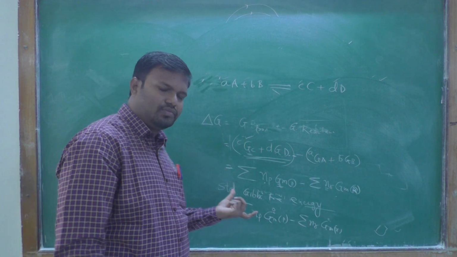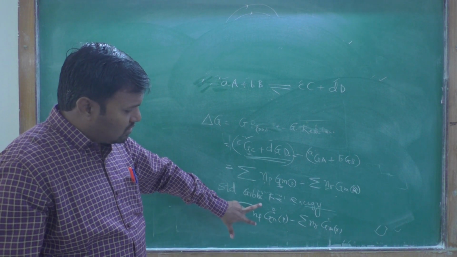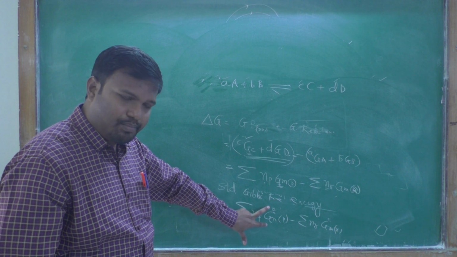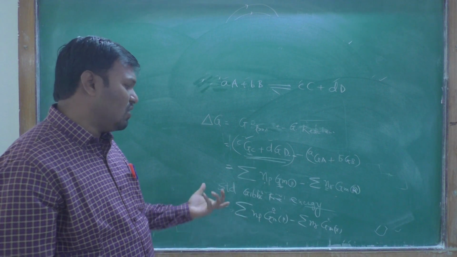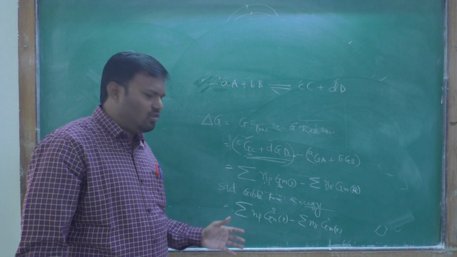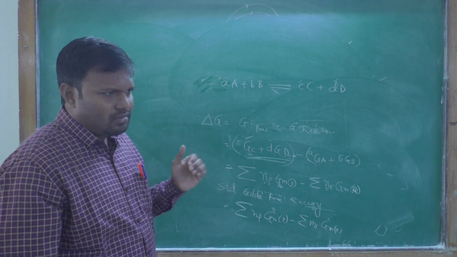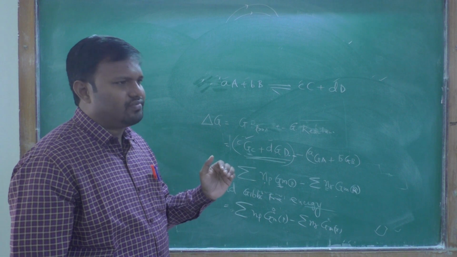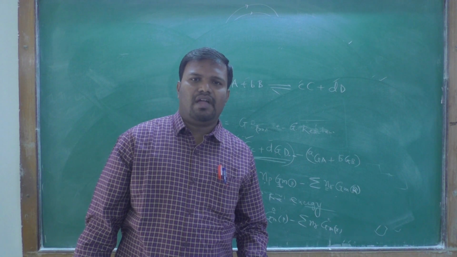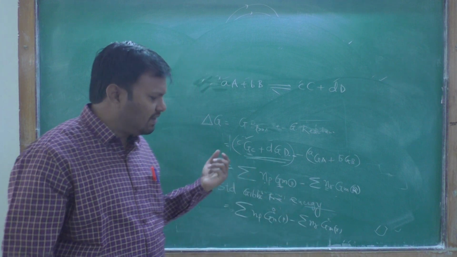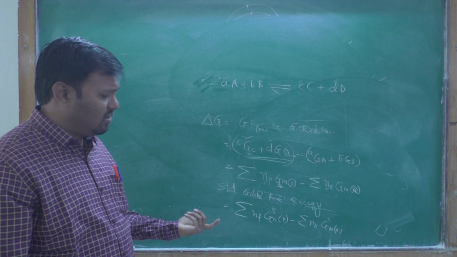Therefore, we can define the standard Gibbs free energy as the difference between the standard free energy of the product and the standard free energy of the reactant. Another way we can define the standard free energy is the change in Gibbs free energy when reactant is converted into product, when the reactant is in the standard state and the product is also in the standard state. That is the definition.